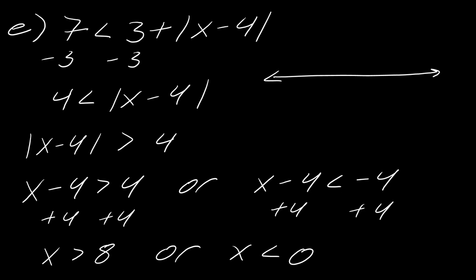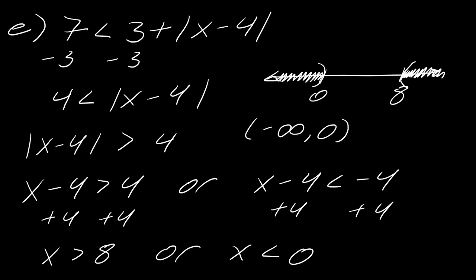So if I set up my number line, here's 0, here's 8. Okay, so I don't want to include 0, so I'm going to use a round bracket, shade this way, and then for x is greater than 8, I use a round bracket and then go this way. So my interval notation starts at negative infinity and goes to 0, and then we make a jump, so I use the union, and then I go from 8 to infinity.